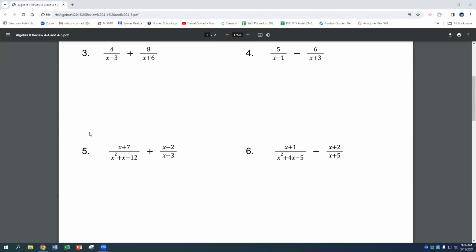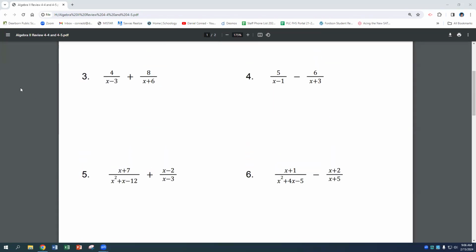All right, 3 and 4. So we notice here we don't have the same denominator, right? So we need to get a common denominator. The way we're going to do that is we're going to look for all the unique terms in the denominator. So I have x minus 3 and I have x plus 6. So my common denominator here is going to be x minus 3 and x plus 6.